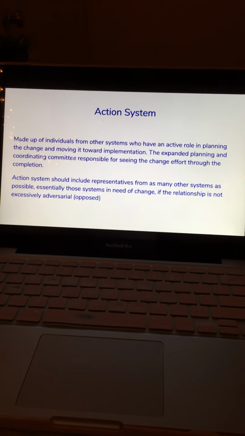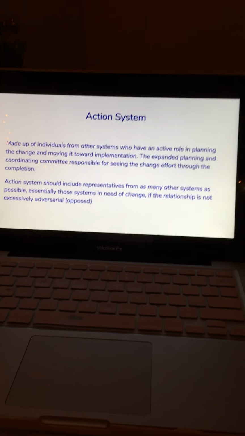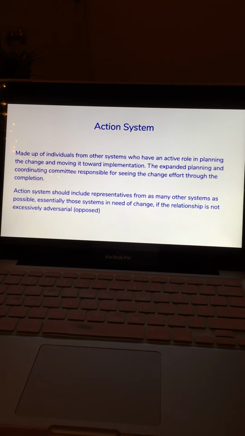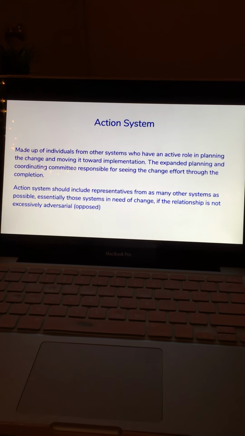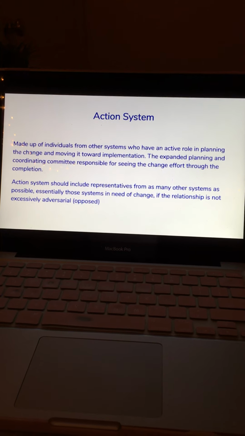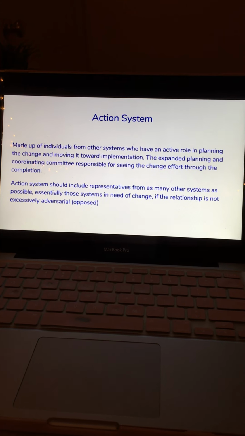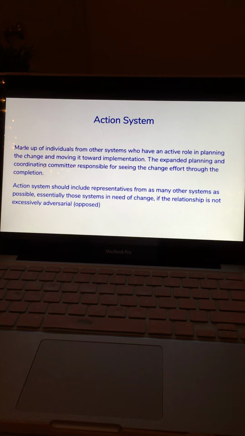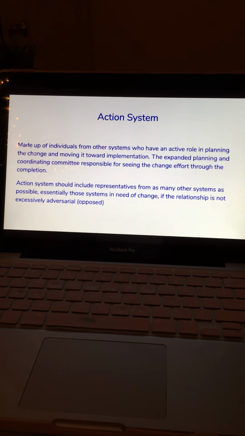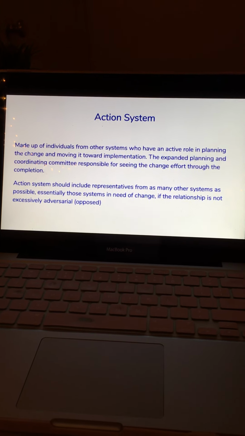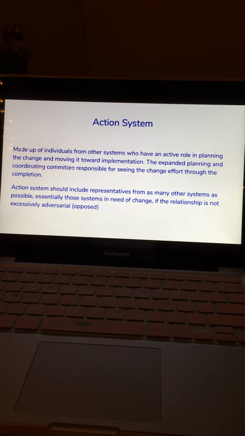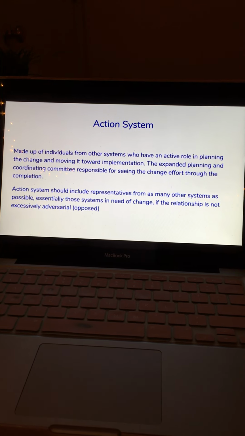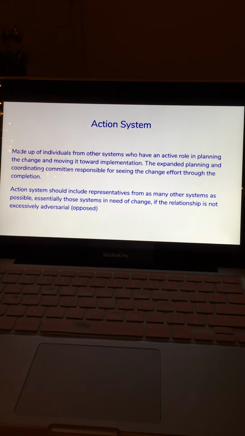So the next term is action system. It is made up of individuals from other systems who have an active role in planning the change and moving it toward implementation. The expanded planning and coordinating committee is responsible for seeing the change effort through to completion. Action systems should include representatives from as many other systems as possible, essentially those systems that need a change, if the relationship is not excessively adversarial or opposed.